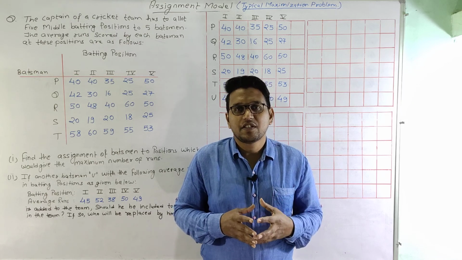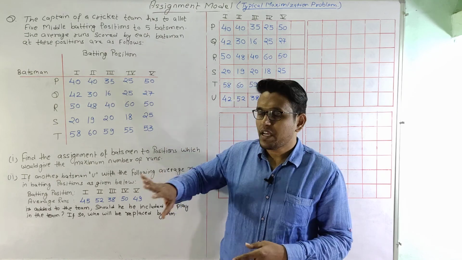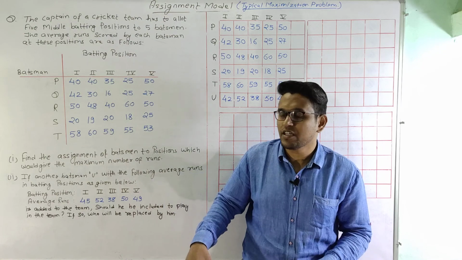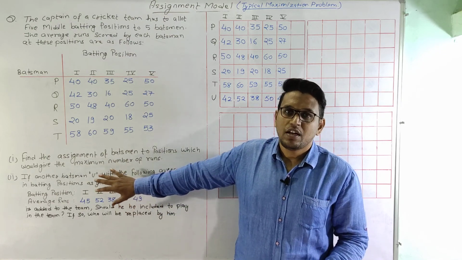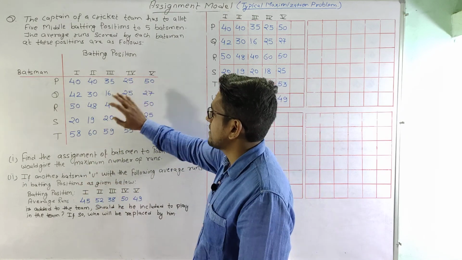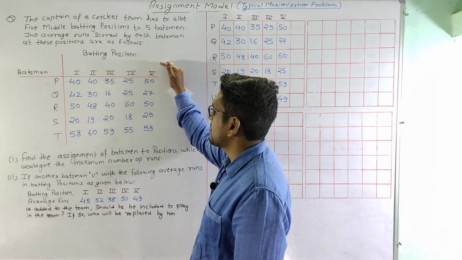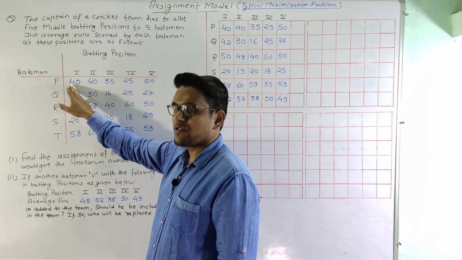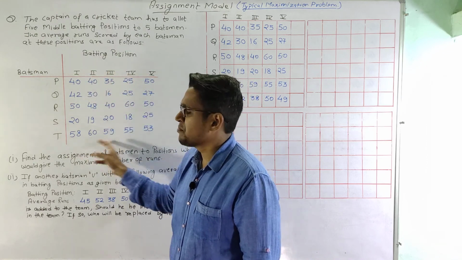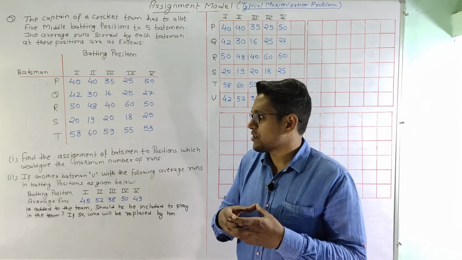So in the previous lecture, we have seen a typical maximization problem, and in this problem we have two parts. The first part we have already covered in the previous lecture, and now we will focus on solving the second part. The question says that there are 5 batsmen P, Q, R, S, T and 5 batting positions, and the average runs scored by each batsman on each batting position is given in this matrix, and we need to maximize the total runs scored.